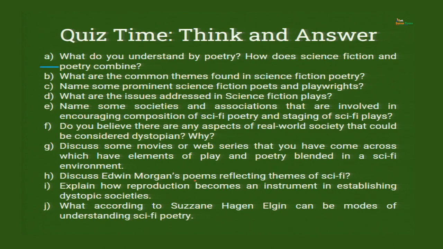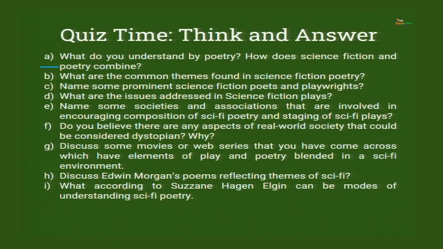Discuss Edwin Morgan's poems reflecting themes of science fiction. So we have Instamatic on the Moon, we have a particle poem, also we have the poem of the thoughts of a module. Before that, the computer's first Christmas card, followed by the computer's second Christmas card. It is easily available on the internet. You can just go and have a look at it.